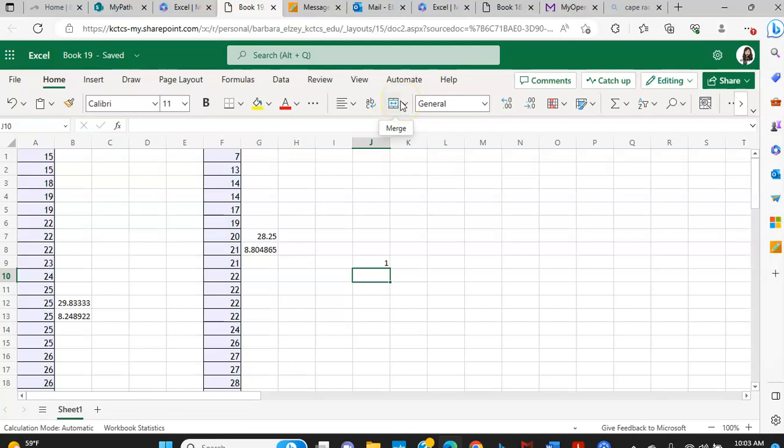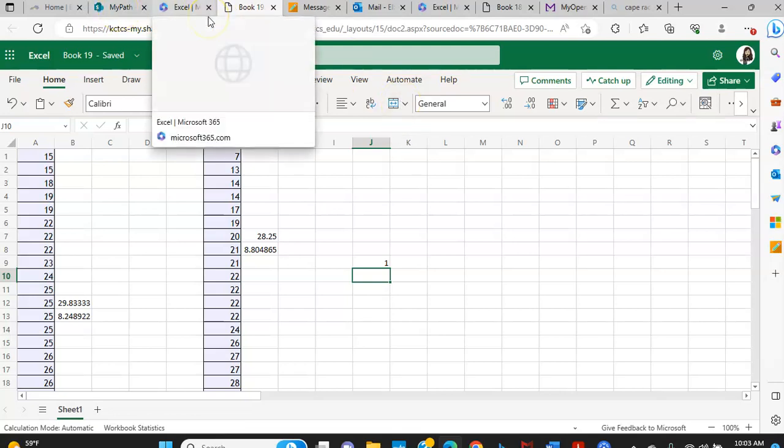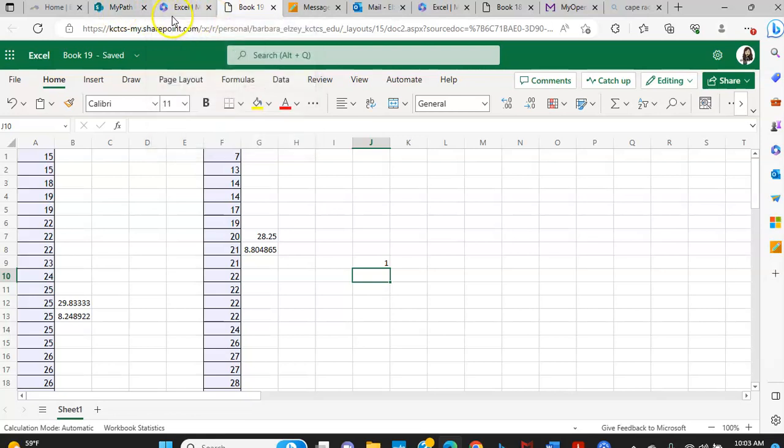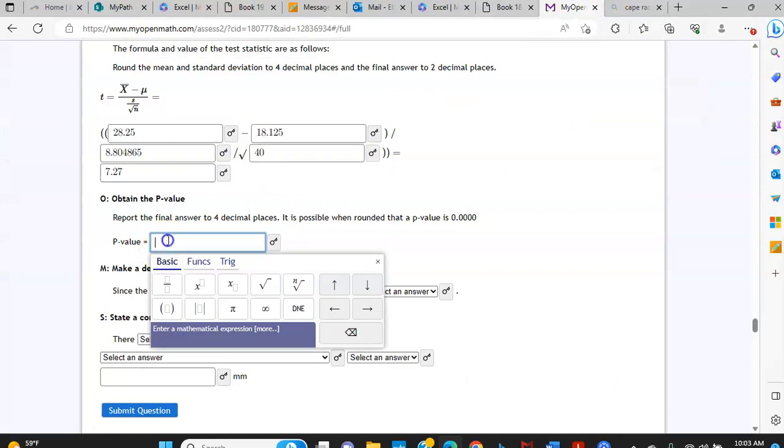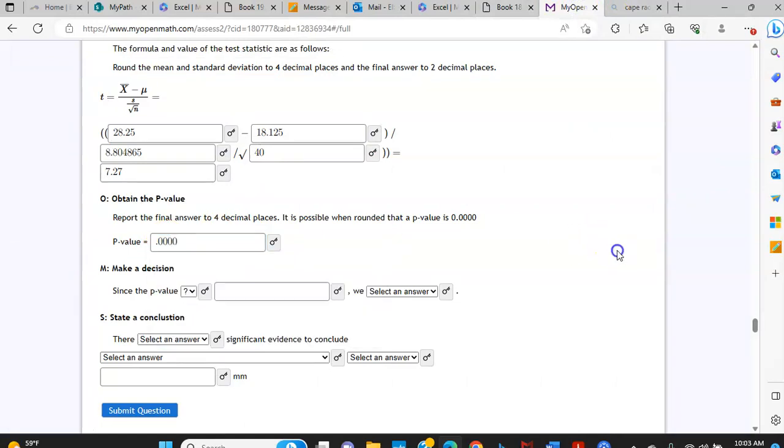Now, it really isn't 0. It's some tiny, tiny, tiny decimal. But since we're rounding to 4 decimal places, it's going to end up being 0. So let me go back, and let's just put in the p-value as 0.0000. And notice that it's possible rounded that p-value is 0.000.